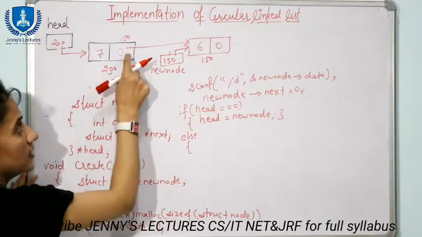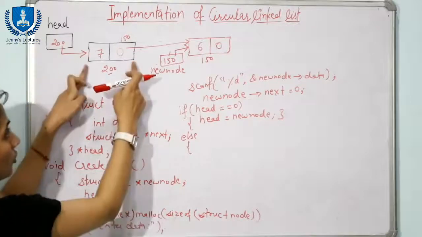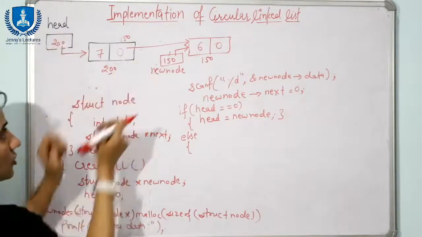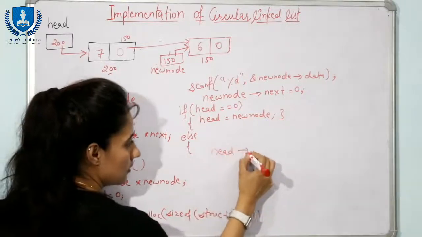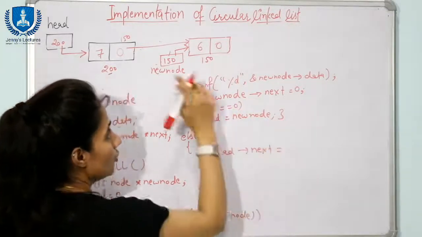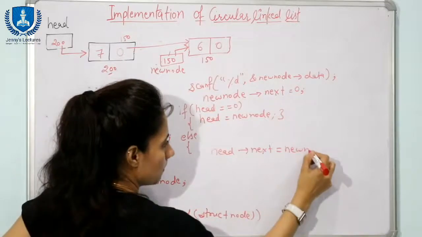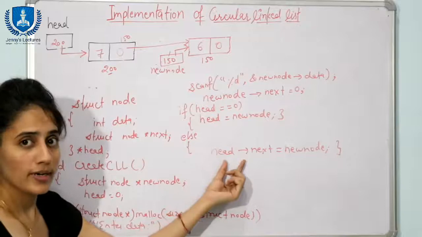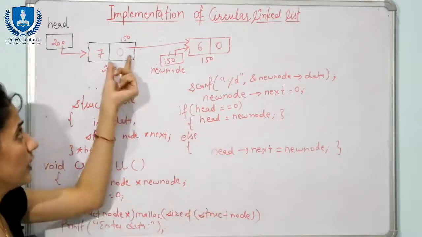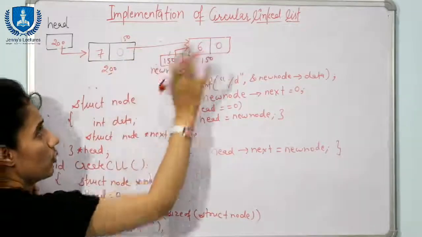Now how can I access this part? See, the pointer to this node is head, head next. So I can write here, suppose, head next is equal to new node. But now this is also not correct, right? Now this is fine, we have inserted 150 here and now this is pointing to here.